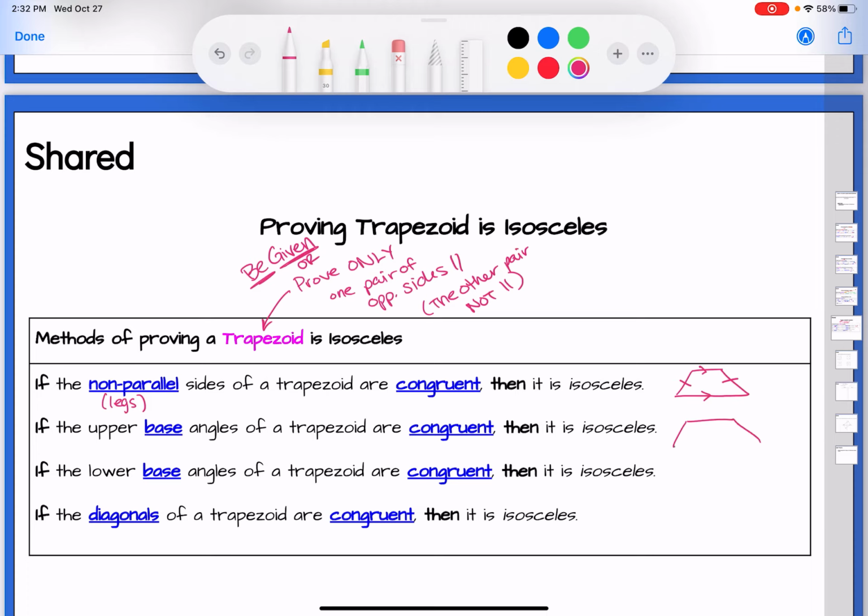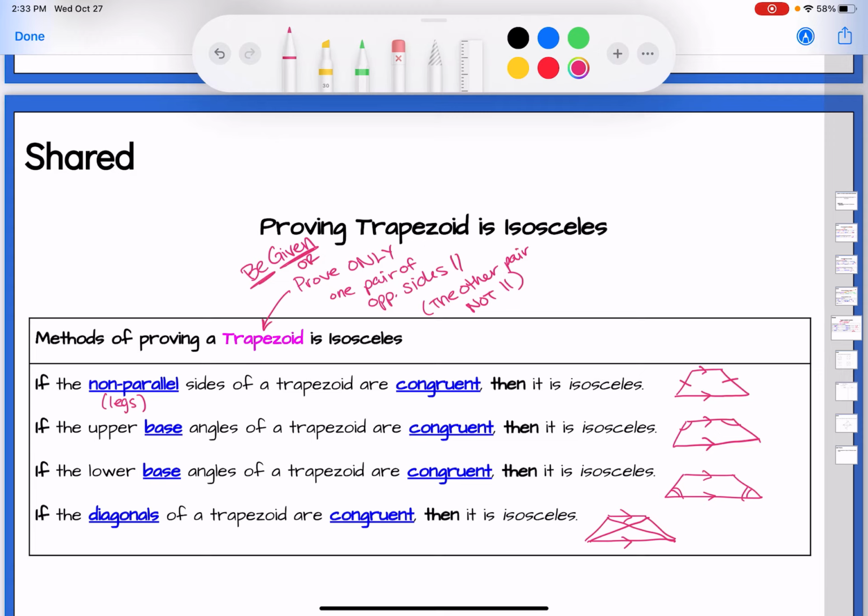Next one is if you have this trapezoid and you know that those upper base angles are congruent, then it's got to be isosceles. Same thing if you have your trapezoid and you know that the lower base angles are congruent, then it's got to be isosceles. And then the last one, as long as you know that it's a trapezoid and the diagonals are congruent, then it's got to be an isosceles trapezoid, because that's only true of isosceles trapezoids.